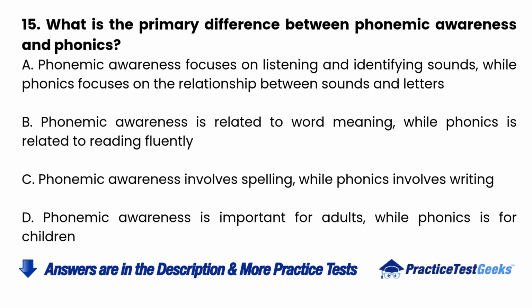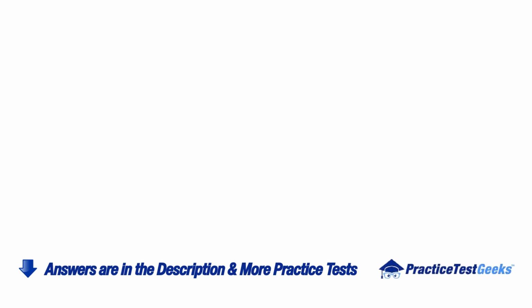15. What is the primary difference between phonemic awareness and phonics? A. Phonemic awareness focuses on listening and identifying sounds, while phonics focuses on the relationship between sounds and letters. B. Phonemic awareness is related to word meaning, while phonics is related to reading fluently. C. Phonemic awareness involves spelling, while phonics involves writing. D. Phonemic awareness is important for adults, while phonics is for children.